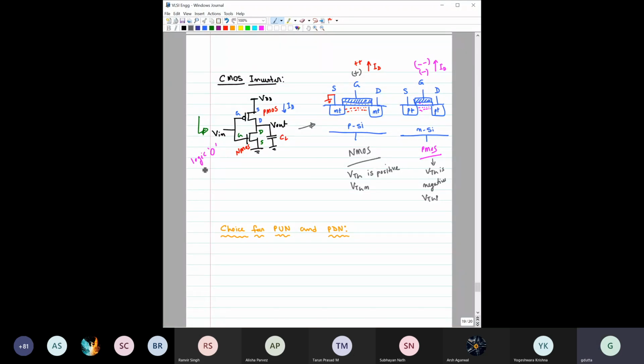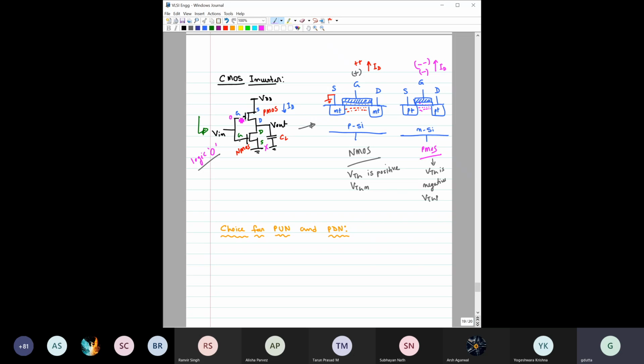So when you have applied logic 0, that means basically 0 volt, right? Then for this NMOS, the NMOS gate-to-source voltage is 0. So obviously this NMOS is off, right? So this NMOS is off.